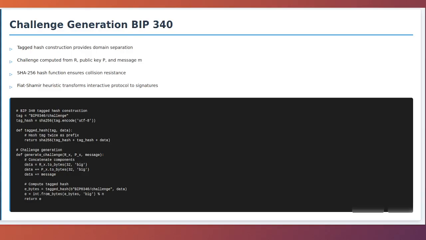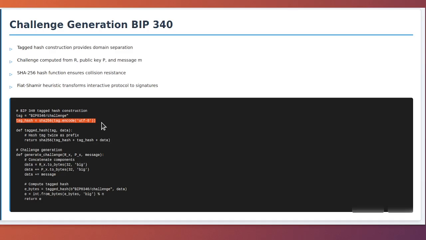We concatenate these three values and hash them using a tagged hash construction. Tagged hashing is a technique where we prefix the hash input with a specific tag that identifies the context in which the hash is being used. For BIP 340, the tag is the ASCII string BIP0340/challenge. The purpose of tagging is to ensure domain separation so that hash outputs from Schnorr signature challenge generation cannot be confused with hash outputs from other contexts.